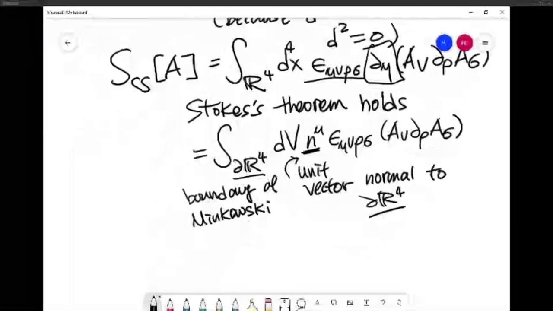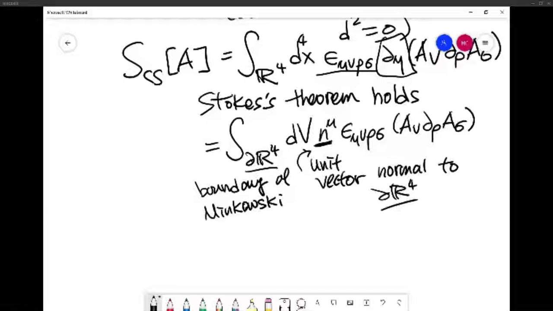But anyways, here I've written down the Chern-Simons action in terms of integration over the boundary of Minkowski space, or just over R4. But while you may think that, in flat space over the entire region, you don't have a boundary, right? You don't really have a boundary. But the problem is, right?